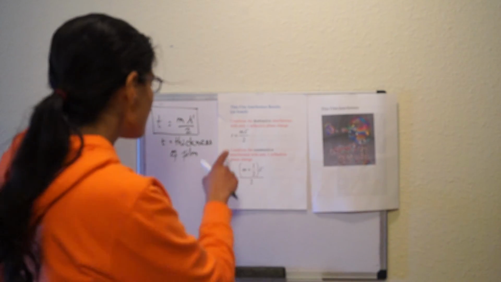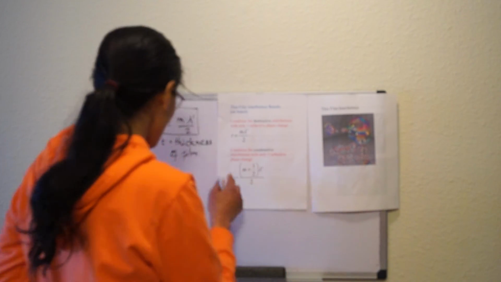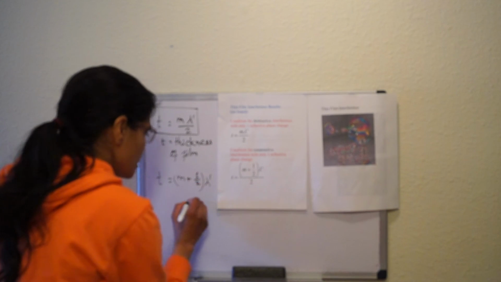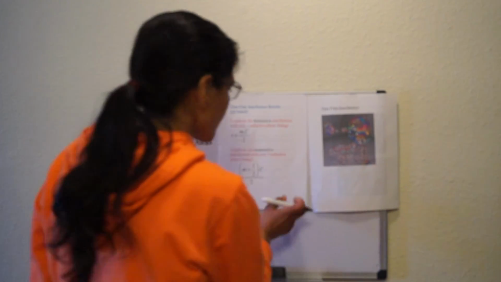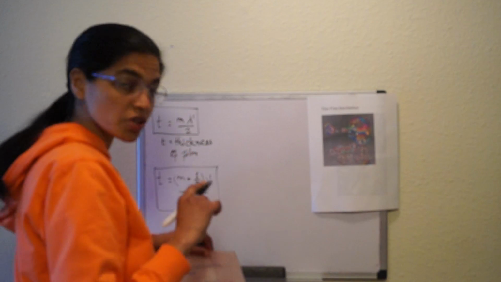And the condition for constructive interference with only one reflective phase change is given by T equal to m plus half, lambda dash by 2. This may look a little like what you have seen before, but you don't know how to relate it yet, so we will make it relate. So this is the condition for constructive interference with only one reflective phase change.